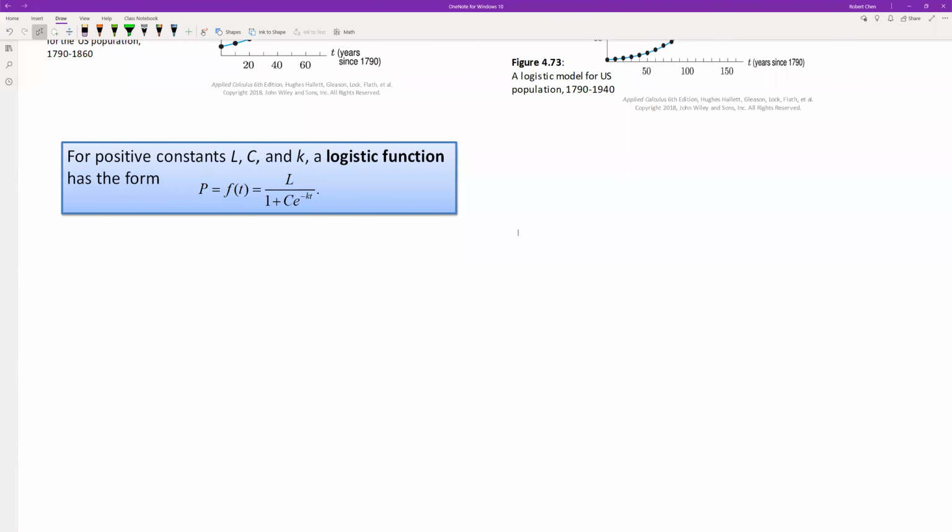All right, so this is the basic logistic function. It has the form, you use capital P for population, which is what we're going to use a logistic model mostly for. The function is equal to capital L over 1 plus C times e to negative kt, where L, C, and k are all constants. And then we're going to look first at how these constants will affect our graph.